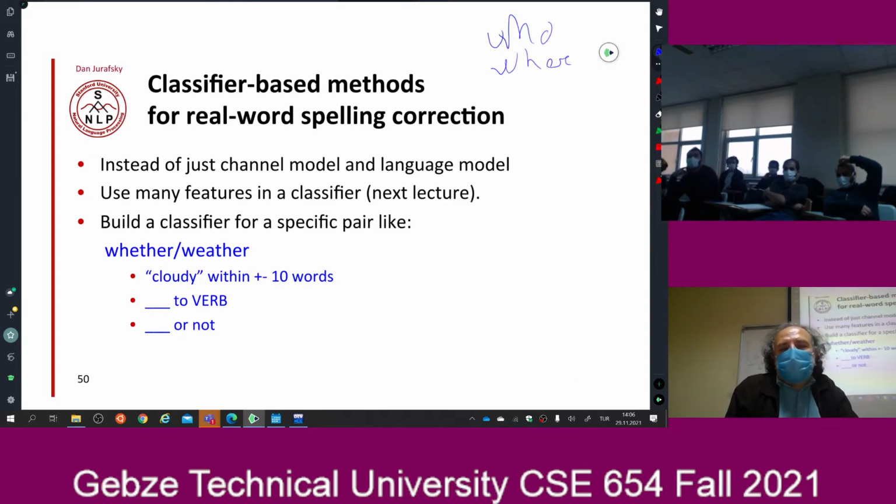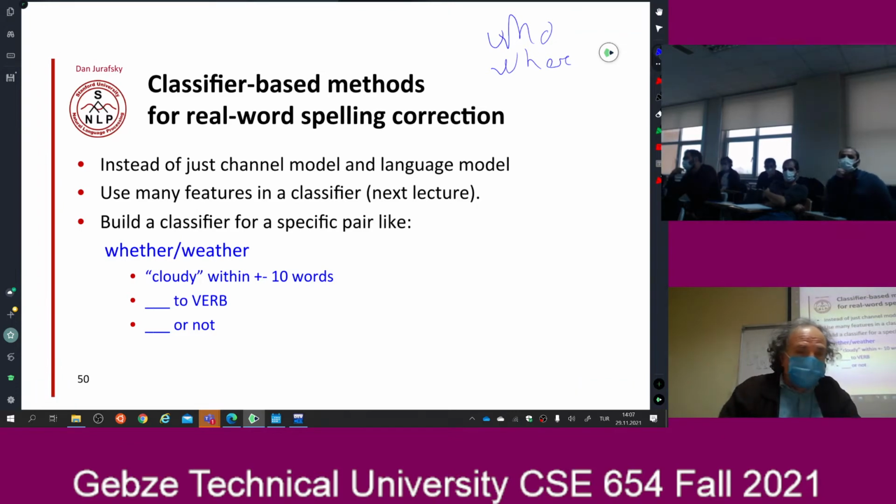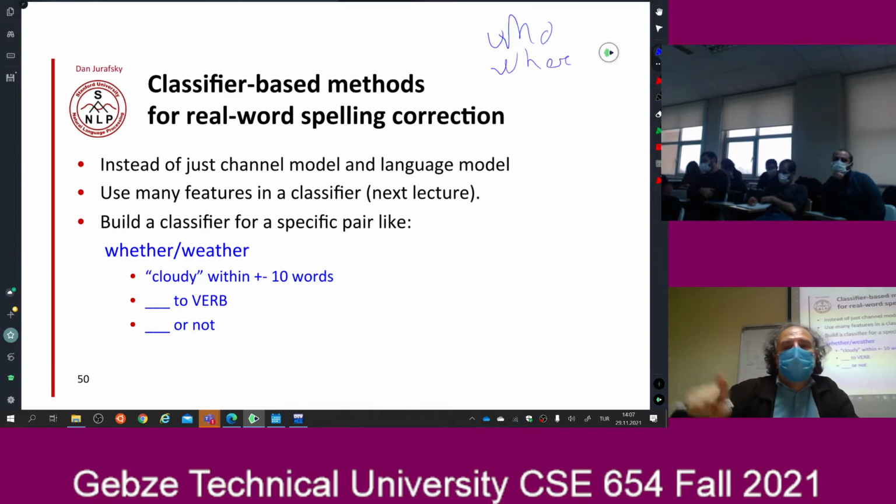So run a classifier. Go to Wikipedia, find the words whether and weather, thousands of each of them, and train an SVM classifier for that word. And whenever you see that word, run this classifier to see which one it is, and suggest to the typer, did you mean this one other than that one, if you are confident.